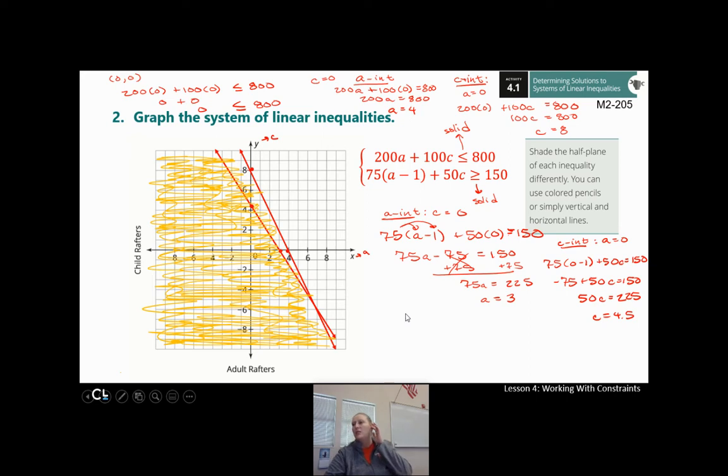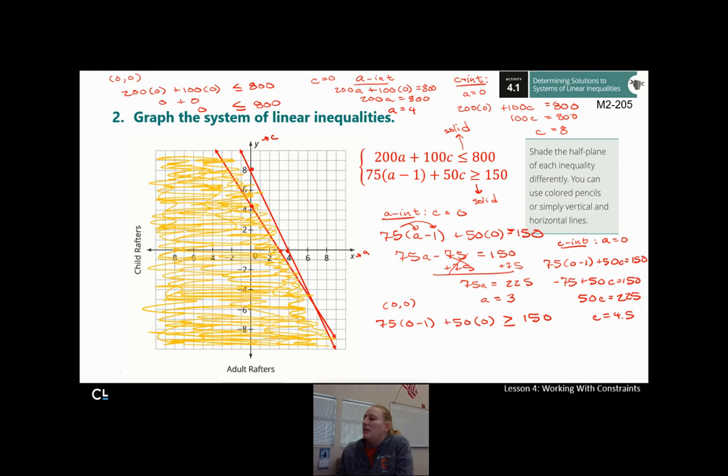Now, last but not least, we need to figure out which side of this line we have to shade. So I'm going to plug in a 0, 0. I plug in a 0 for a, plug in a 0 for c. But we want to know if that's greater than or equal to 150.